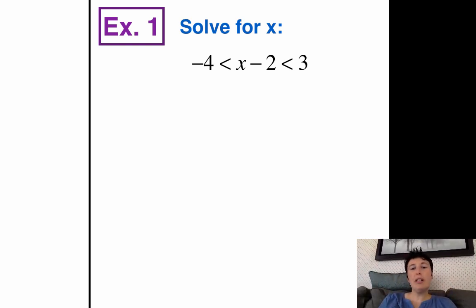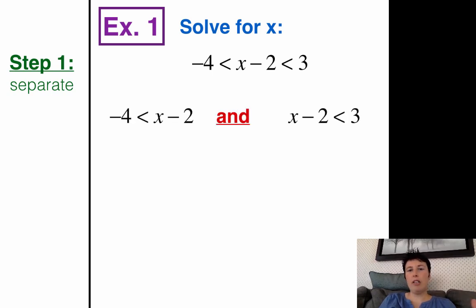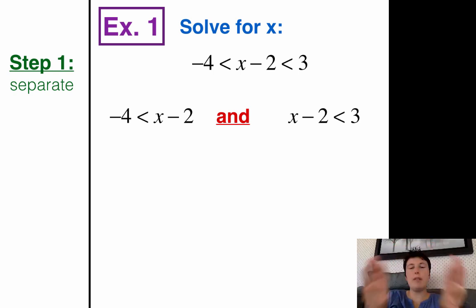So what I'm going to do to solve it is do it in steps. So step 1, separate this problem out. We need to break it into parts. We need -4 to be less than x minus 2 and x minus 2 to be less than 3. Look how I'm just copying the problem but copying it into two parts.